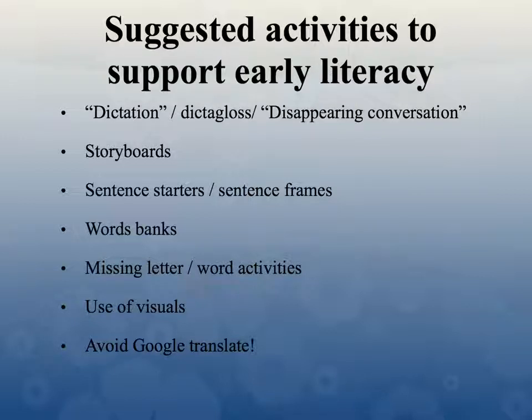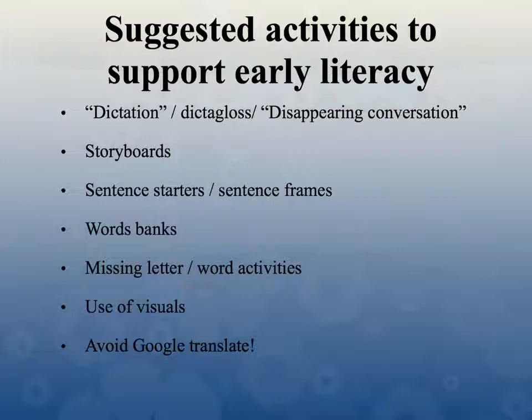So here are some examples of activities that are appropriate for those who may be more fluent in speaking than in their literacy skills. One activity that I'll show you is called dictation or disappearing conversation. Things like storyboards, where there are multiple ways that a student can tell a story, and you can differentiate or make the activity different for different kinds of proficiency levels. Another technique is something called sentence starters or sentence frames. Basically, you start a sentence with a phrase and then expect the student to fill out what's missing. It helps to guide their learning.